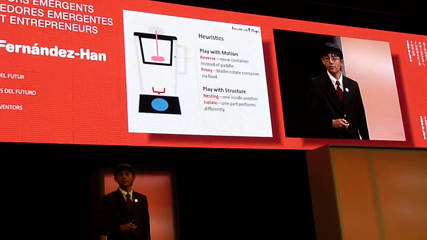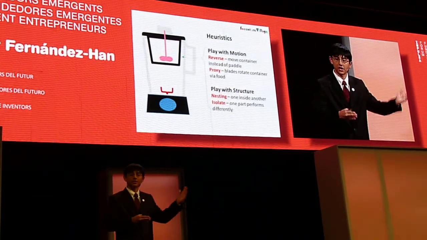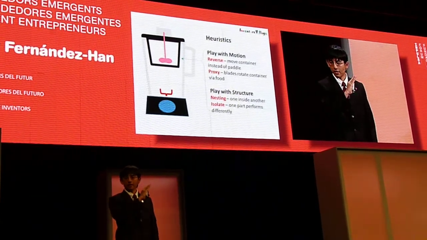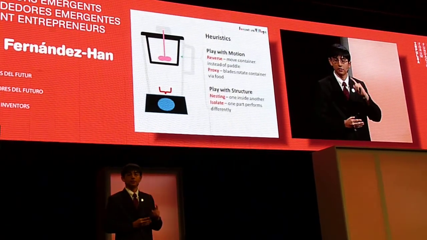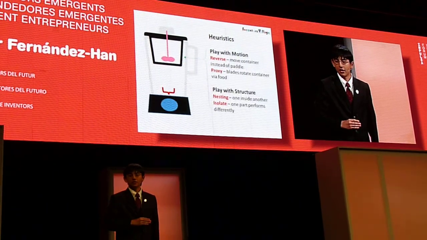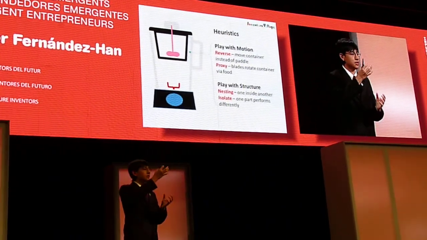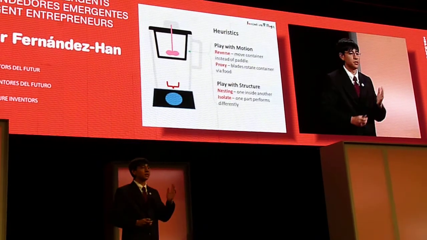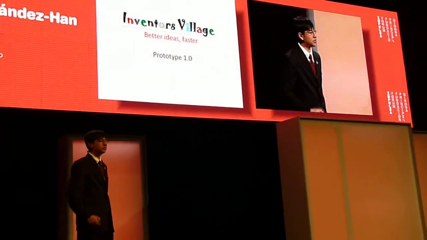We separated them. You can see that we used a proxy, so the blades rotate the container to get the food instead of the blade spinning itself. The proxy is the food. Also, we used nesting, one inside of the other. And isolating, we moved the whipped cream part away from the rest of the blender. So that's a simple idea, a basic concept of how you can use this.